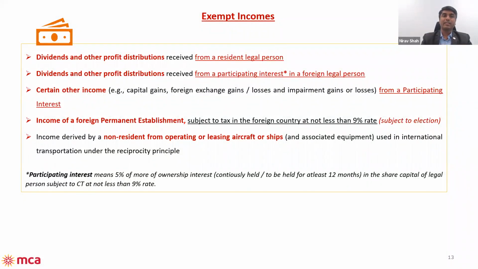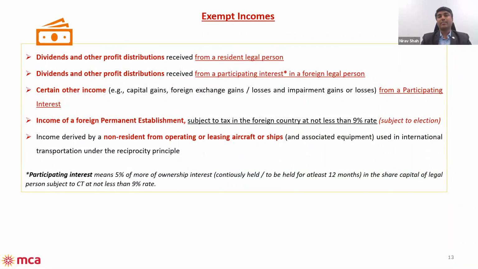Third category of income is certain other income like capital gains, foreign exchange gain, etc., which are relating to a participating interest from either a UAE legal person or a foreign legal person. Both. If I fulfill the condition of participating interest, then only it will be subject to exemption.